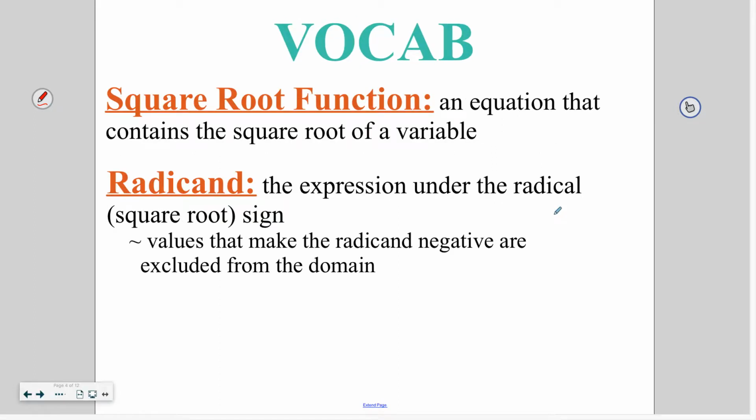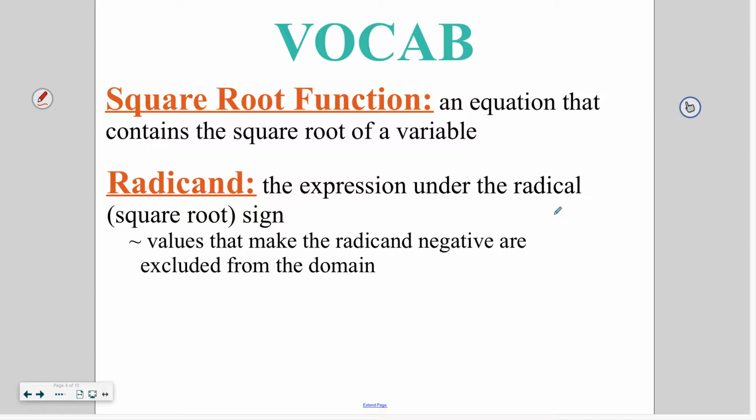Starting off, a square root function is an equation that contains the square root of a variable. So that means our variable is inside that square root symbol. The radicand is something that we are going to use throughout this entire chapter, and that is an expression underneath the radical, aka the square root sign. Any values that make the radicand negative are excluded from the domain. So any x's that we plug in that make that square root turn into a negative number are not going to be part of the domain.